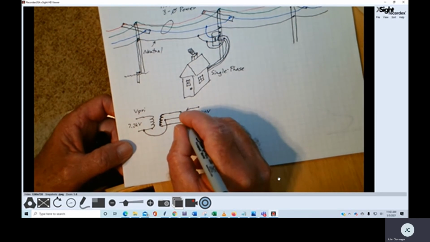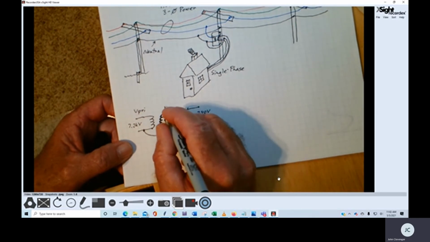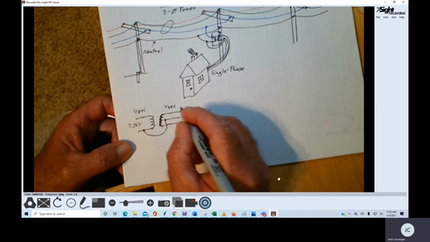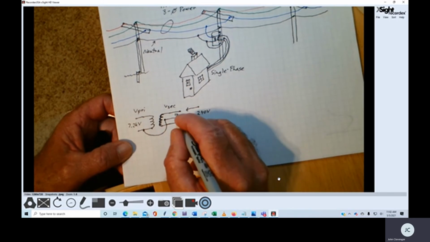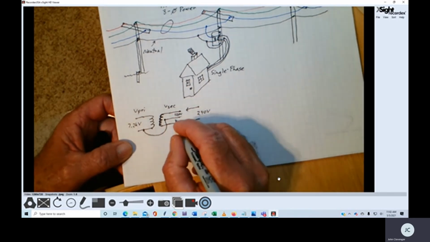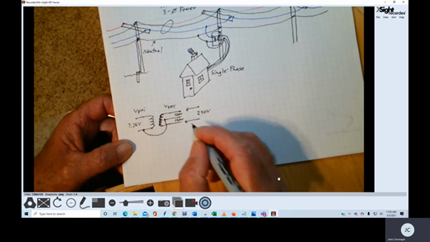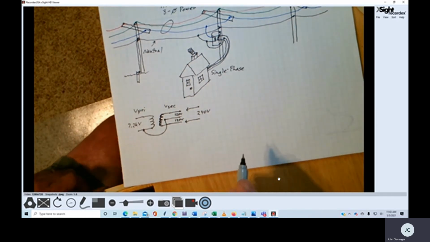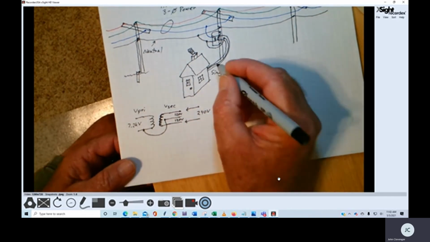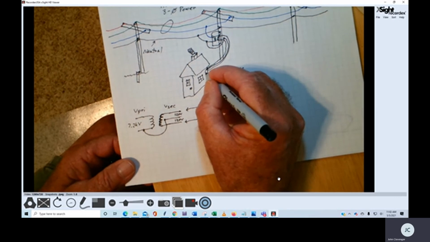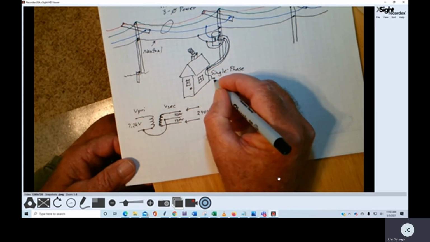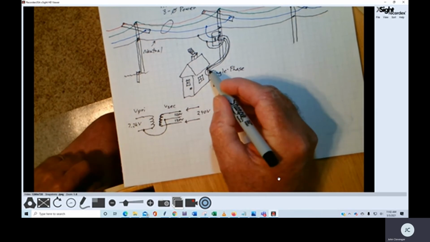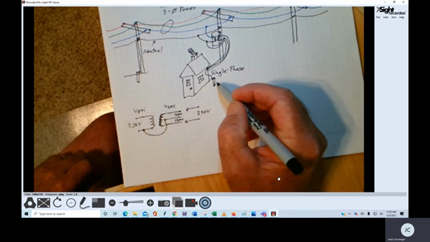Now the neutral again connects back to the center tap of the transformer. So therefore this is the secondary voltage. From here to here, we've got 120 volts, and from here to here, we've got 120 volts. And of course, when we get to our house, this neutral point right here connects to another rod that's connected into the ground. So at our home, the neutral is grounded also.